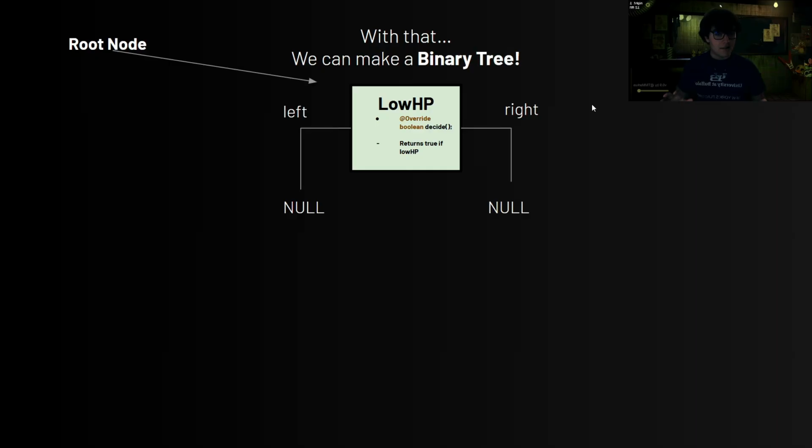So technically, this node is a leaf because I will define leaf now. A leaf is any node in the tree that has a null left and right. So technically this is a leaf because it's the root and its left and right are null, but this isn't a really useful decision tree, especially because low HP overrides decide. And because of that, we're not able to do any do actions. So this is kind of a useless tree. But we are going to build it, and this is just our root node.